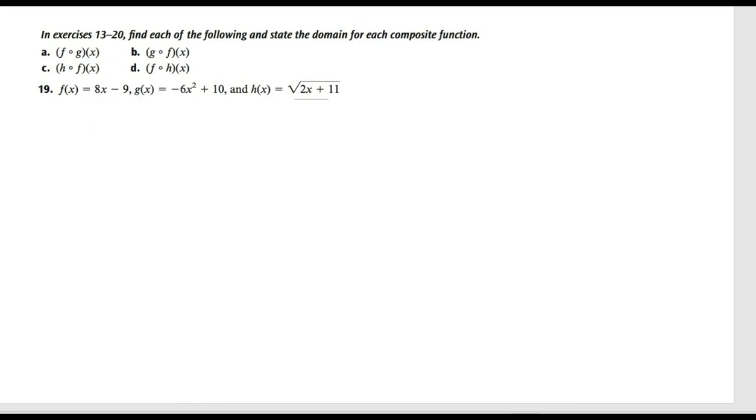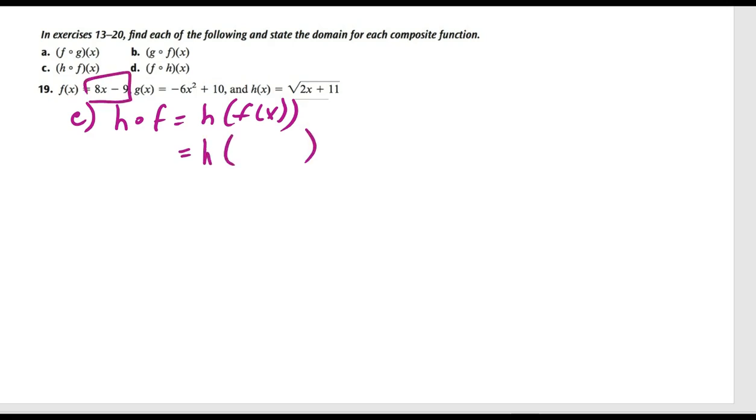Let's keep going. Let's look at part C. This is h composed with f. So we can write it like this. The input for h will now be the output of f. So I write the function h, and in place of f of x, I write what it's equal to, 8x minus 9. Okay?